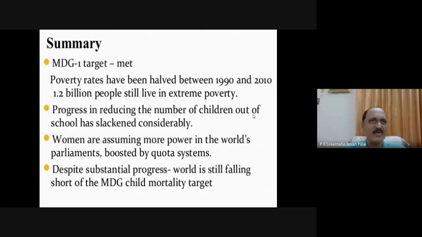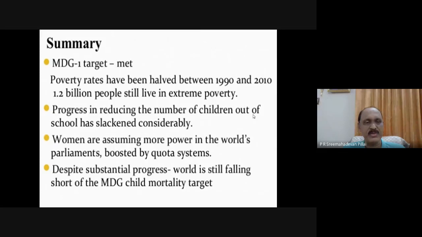How much of the targets we met after 2015? We had the Millennium Development Goal from 2000 to 2015. How much we met? Poverty rates have halved. That means poor people in number have reduced to half. Maybe a good thing. These are all paper. You know, paper tiger never eats the grass. I'm just quoting that. These are all paper reports. I'm still doubtful whether it has improved.